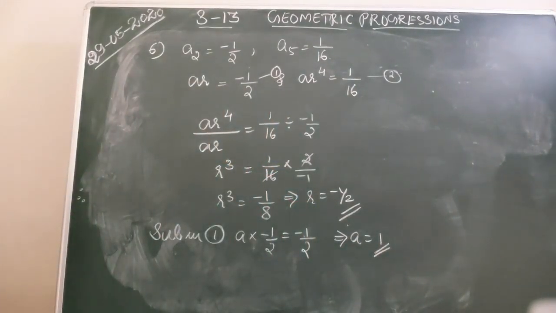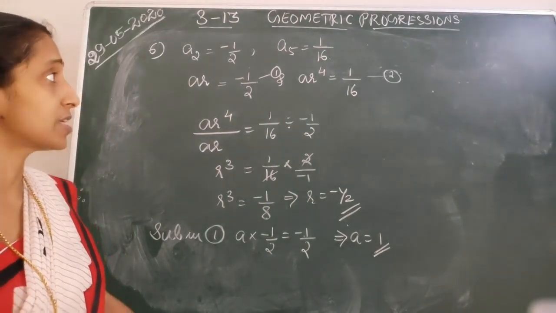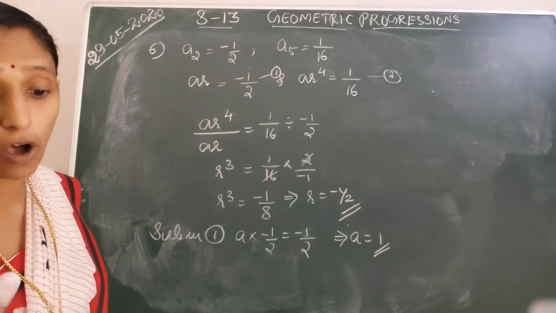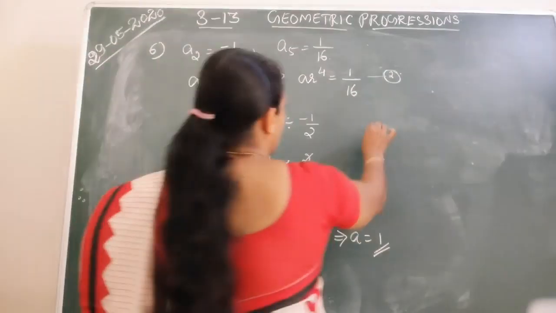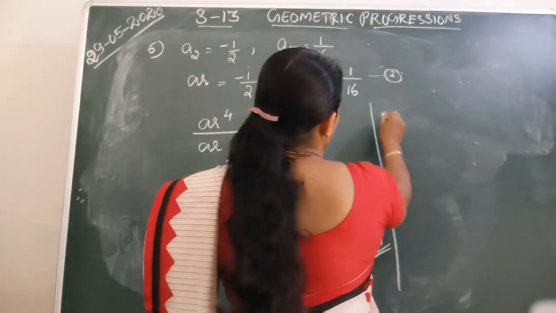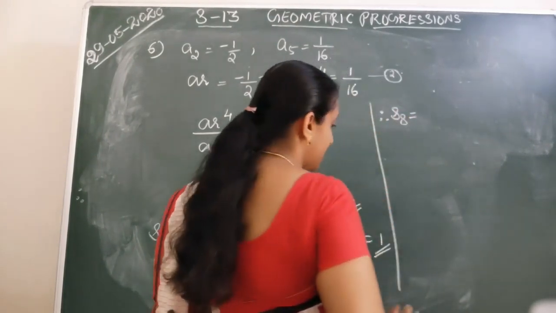Minus 1 by 2 and minus 1 by 2. So you are getting A equal to 1 and R equal to minus 1 by 2, and you have to calculate the sum of 8 terms. Therefore, S8. Here you have to listen while I am solving this question.